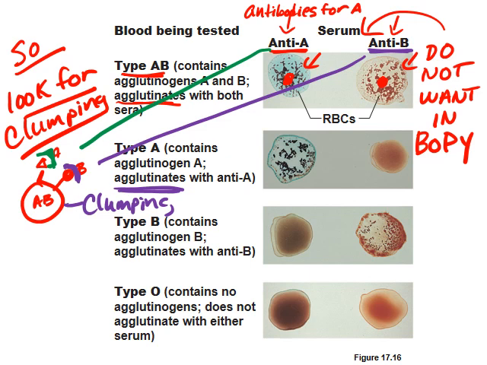So basically what the test is showing you is what you would not want to happen in the body, but we're using that to tell what blood type it is. So go to the next one.